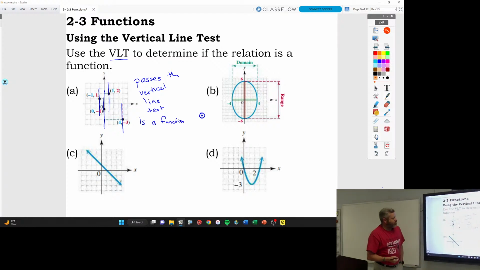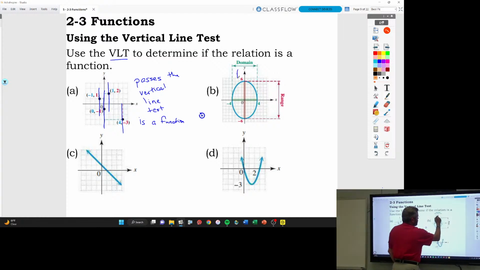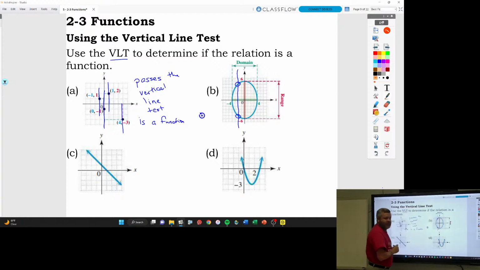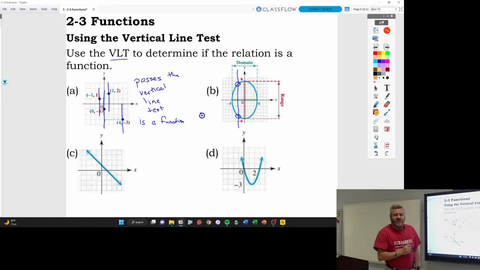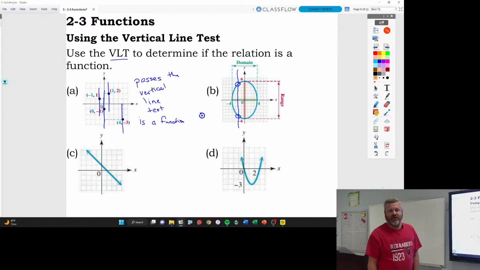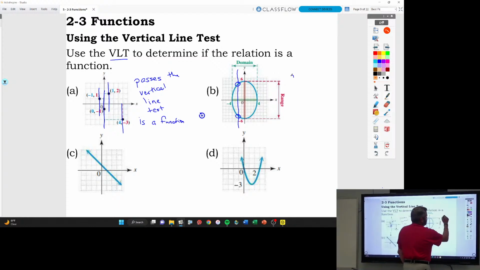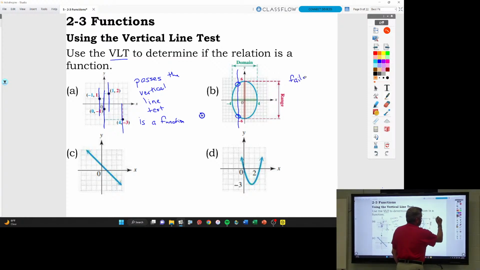Okay. Part B, if I was to take a vertical line, say right here, notice that vertical line touches the graph at 2 different points. So if this happens any given time, even one time on a graph, then this is not a function. So this fails the vertical line test. Not a function.